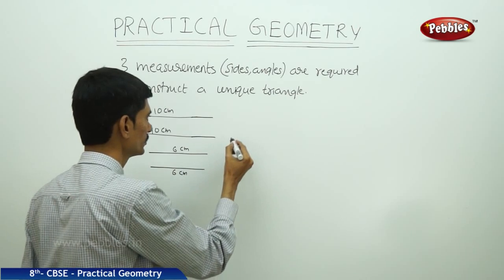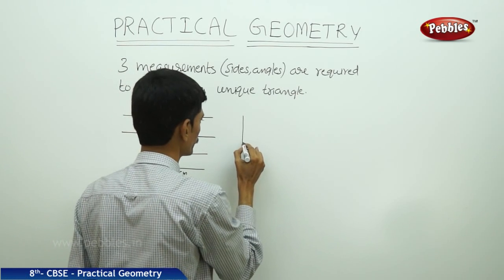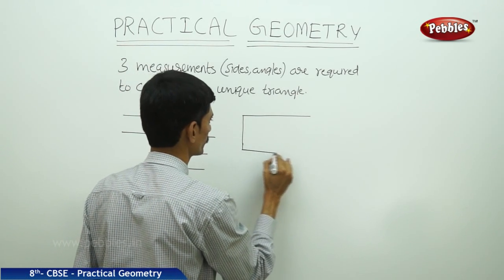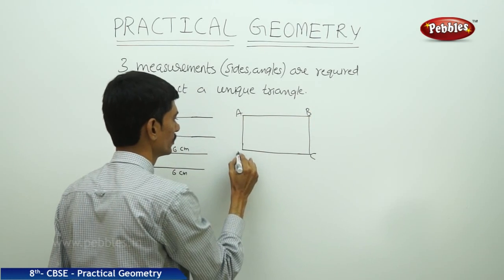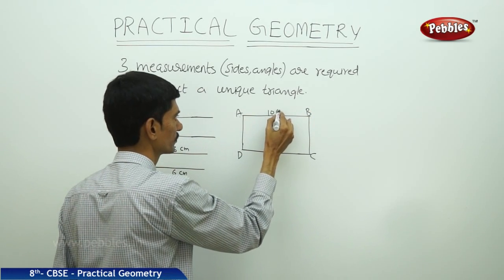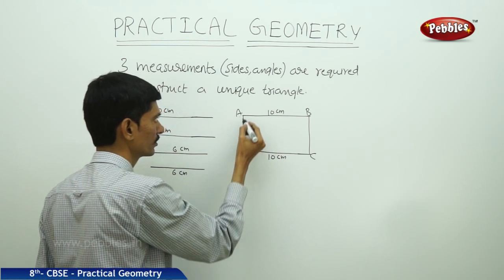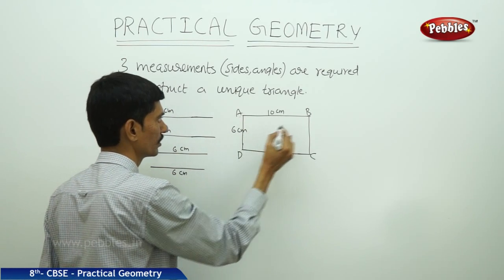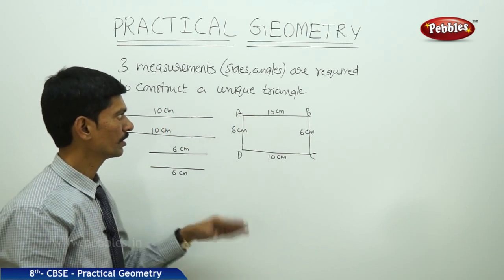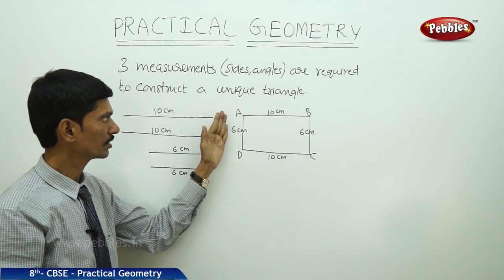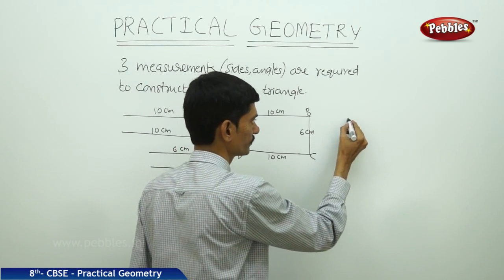Now let us arrange all these 4 sticks in such a manner that we get a rectangular shape. A, B, C, D. Here the length of the stick AB is 10 centimeters, and BC is also 10 centimeters, and the length of the stick AD is 6 centimeters, and BC also 6 centimeters. Now we got a rectangular shape. Now do one thing, just push the rectangular shape along its breadth. Now you will get the shape of a parallelogram.